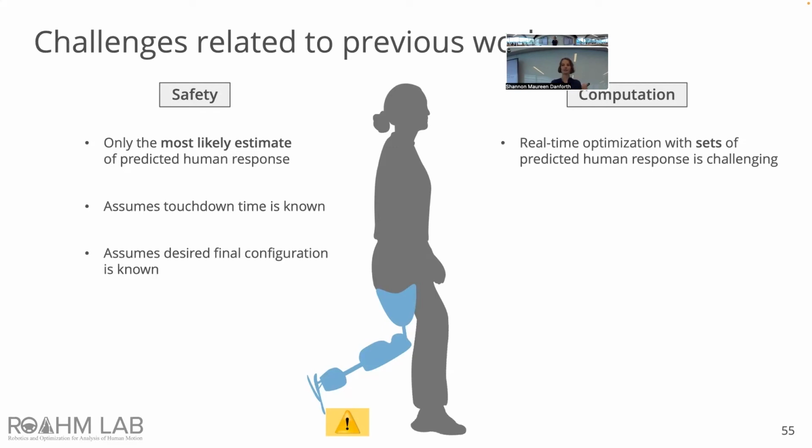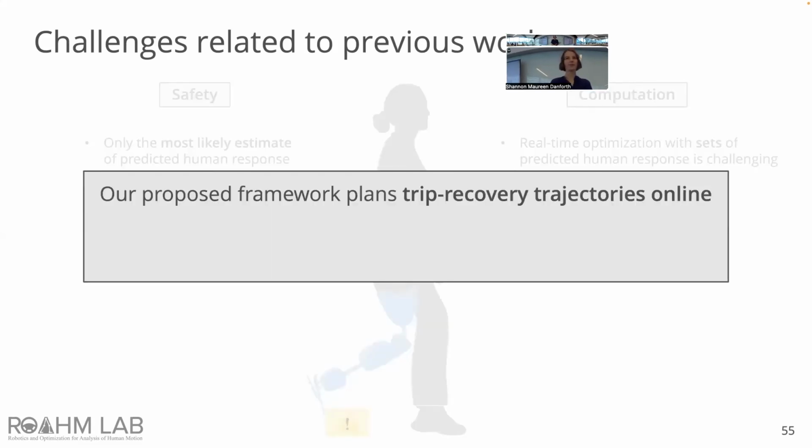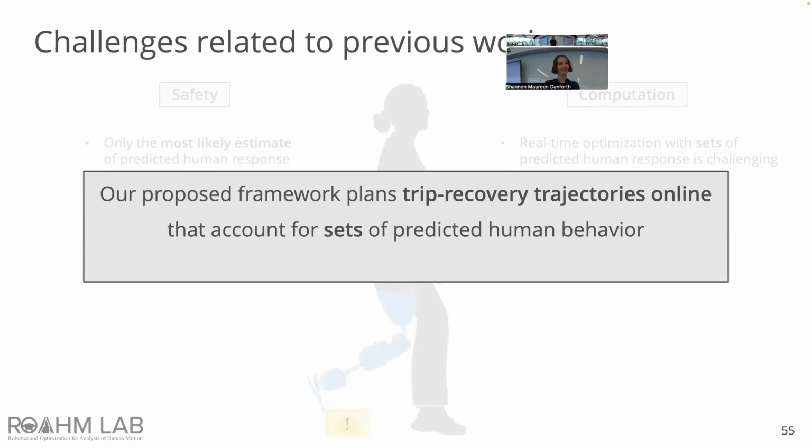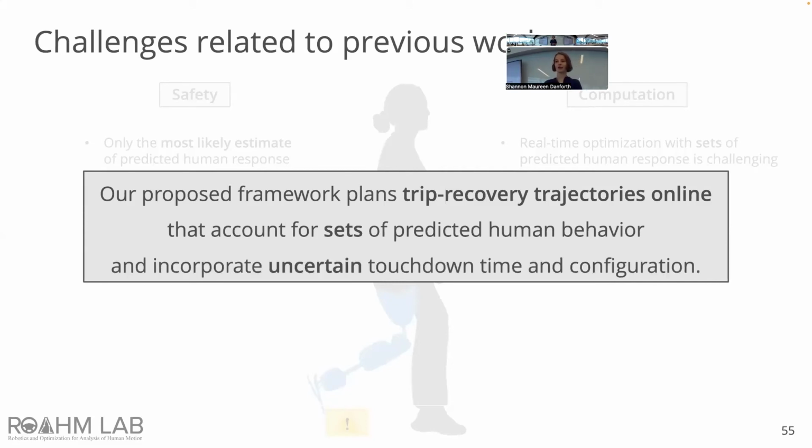The other method also assumes that touchdown time and the desired final prosthesis configuration are known at the end of the step. However, if we have uncertainty in our predicted human response, we now don't actually know when touchdown time will occur. And we want to make sure that whenever it does, we're satisfying constraints for a successful recovery. So our proposed framework plans trip recovery trajectories online that account for sets of predicted human behavior and incorporate uncertain touchdown time and configuration.